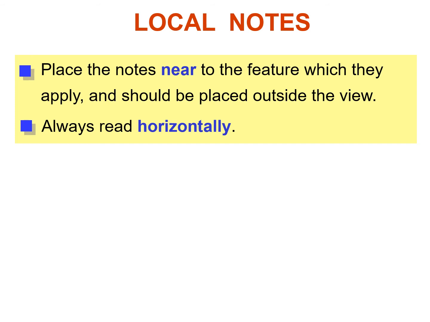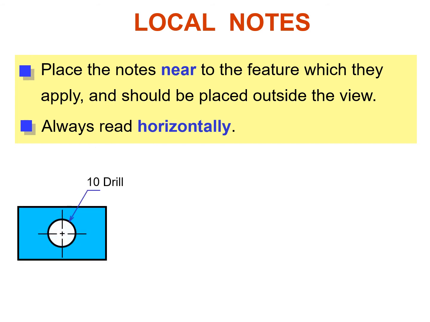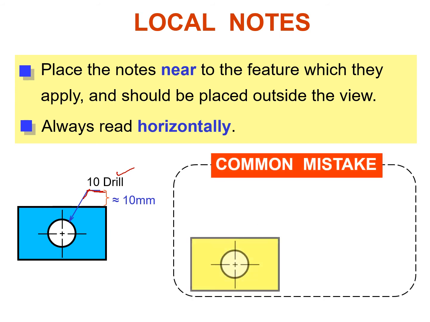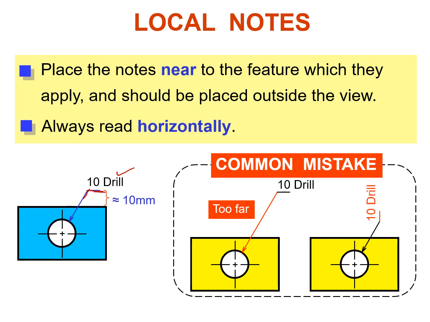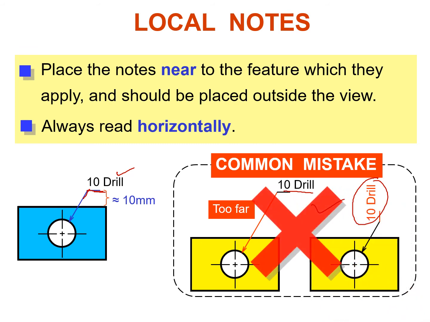Then local notes: place the notes near the feature to which they apply, outside the view, and they should always read horizontally. For example, if you are going to represent the diameter of this hole, we should not align the note with this line, but write it horizontally as it is written. There should also be a 10 mm space between this leader line and the edge of this object. The common mistake is this one, where we place the note, that is the 10 drill, too far away and align it vertically. This is the common mistake that people make, which should be avoided.